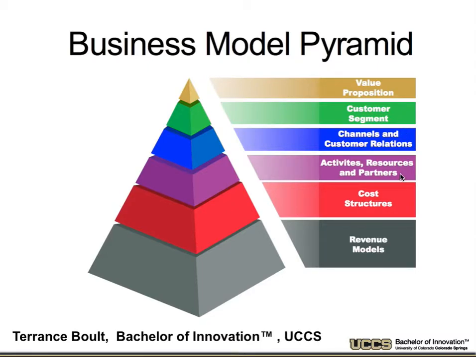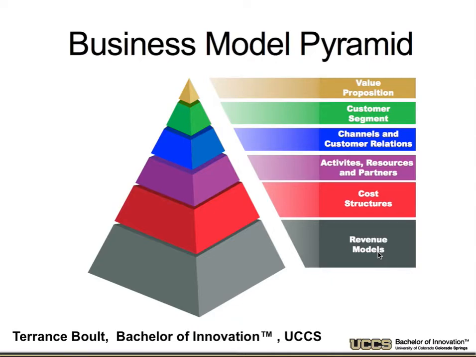To support our activities, resources, and partners, we have a bunch of costs that are how we're going to deliver the information. And then on the very bottom of our company is the revenue model, which is in the long term how we've extracted the value out of everything. This is how our company makes all of its money.